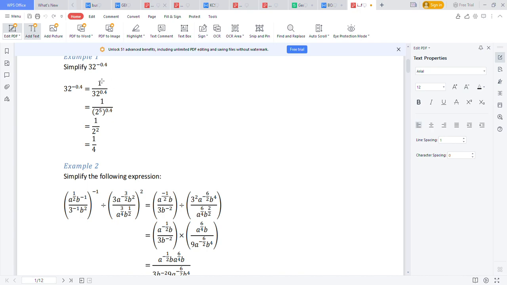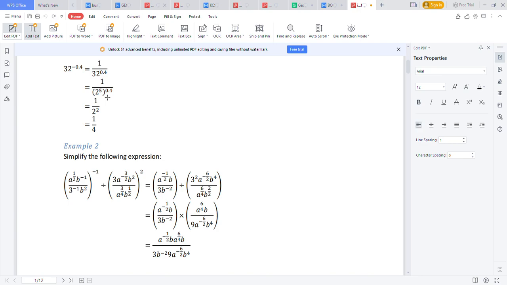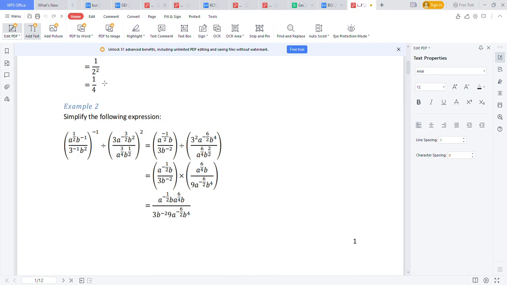The first thing we are supposed to do is do away with this negative. How are we going to deal with this negative? We are going to get the reciprocal, so we have 1 over 32 raised to 0.4. The next thing, 32 is the same as 2 raised to power 5. Then we multiply the powers. 5 times 0.4 gives 2, so you have 1 over 2 raised to power 2. We get 1 over 4, because 2 raised to power 2 is 4. That is the answer.